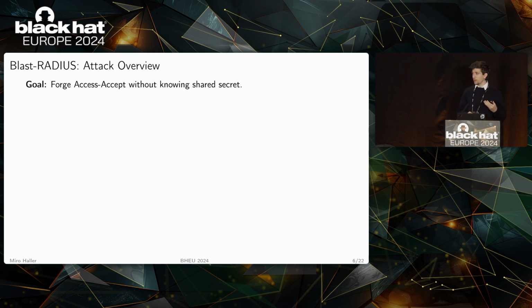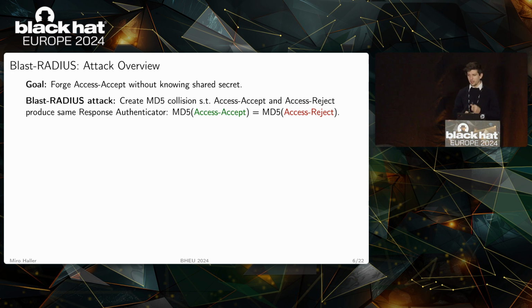Recall that the goal of our attack is to forge an access accept without actually knowing the shared secret. And so that means we need to get around this response authenticator. This is where the MD5 collisions come in. We will carefully craft a collision such that an access accept and an access reject response both have exactly the same response authenticator. So here is the first equation of my talk. Not that bad, right?